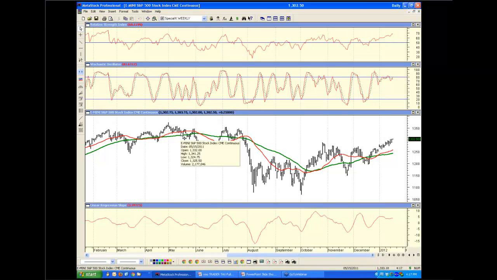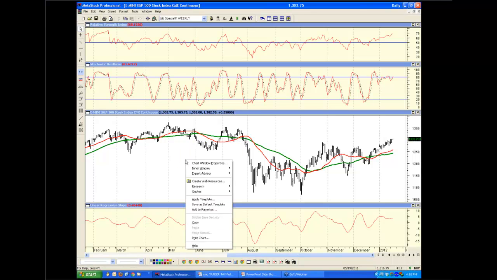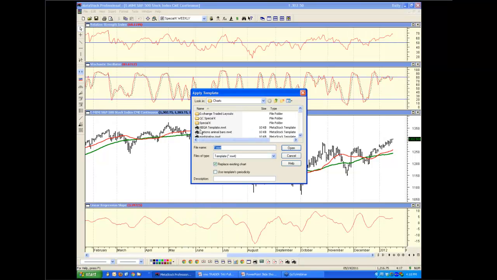In order to apply the indicators that I need to see to do the analysis on RMO, I need to apply them to the chart. It's fairly easy to do. I'm just going to right-click on an empty part of the chart, go to Apply Template, and go down to RMO Trade Model. Okay, and that just applies the indicators that I want to look at. It applies the color highlights that I need to see in order to look at RMO. So just go ahead and click on Open here.